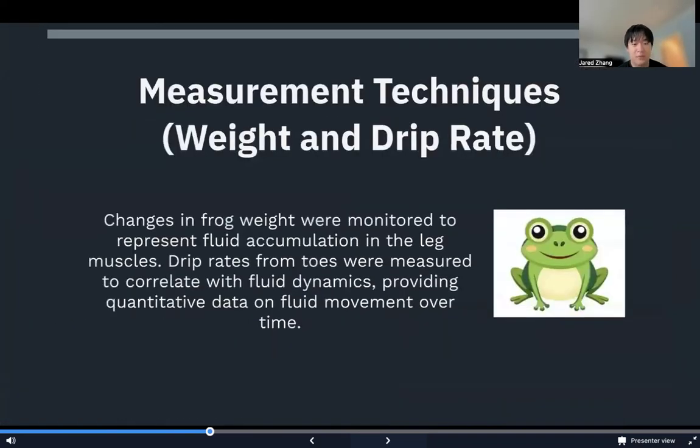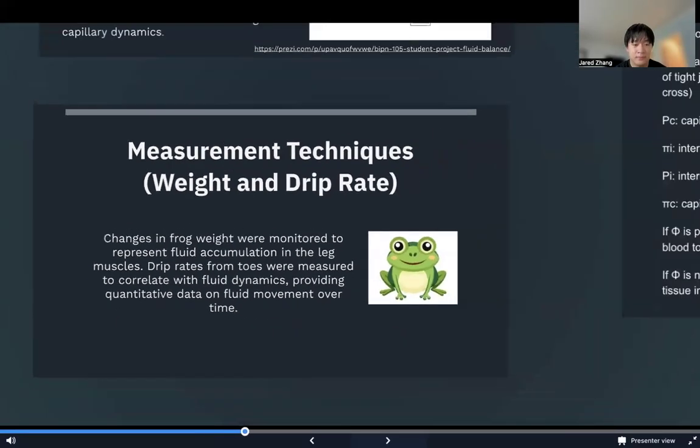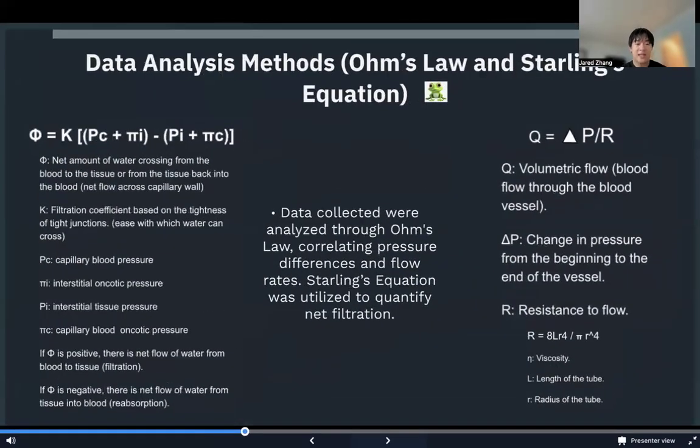During the experiment, we focused on monitoring weight change to assess fluid movement into or out of tissues, as well as drip rate, which was utilized as an indicator of blood flow and vascular resistance. To analyze this data, we used Starling's equation to explain the change in weight due to fluid filtration and reabsorption, while Ohm's law was used to understand changes in drip rate in response to changes in vascular resistance.